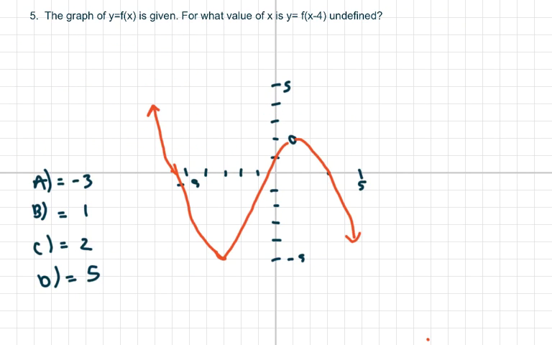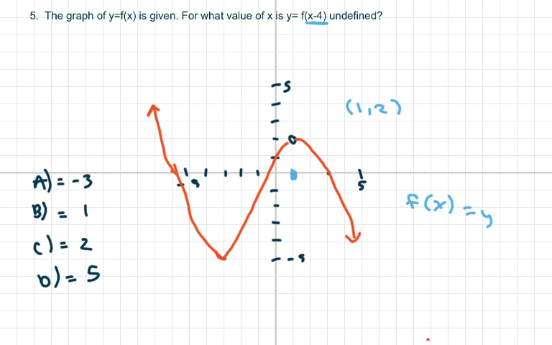Okay, and the last one, oh, we have another one after this. On this one it says, this is our function f of x. This is the red, okay? Now what happens when you shift this to the right by 4? Where is it undefined? Well, it's undefined at 1 here. This point here is 1 comma 2.